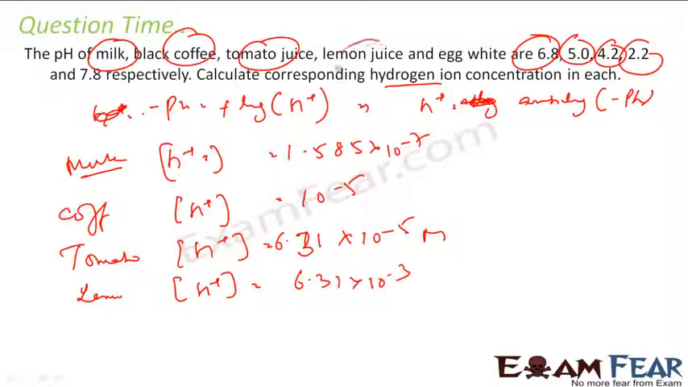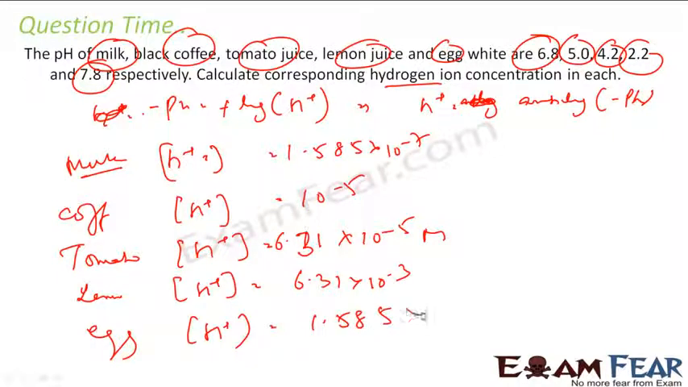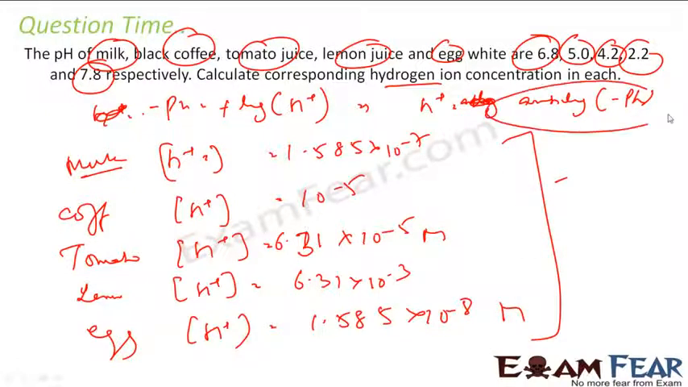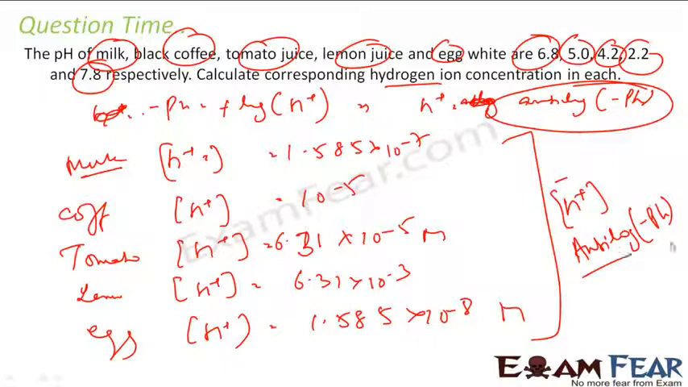And then I have egg. So egg will be what? Anti-log of minus 7.8. That is nothing but 1.585 × 10^-8. This is pure maths where you define anti-log of minus pH, right? So H⁺ ion is nothing but anti-log of minus pH. That is my answer.